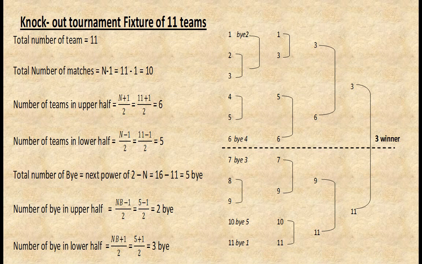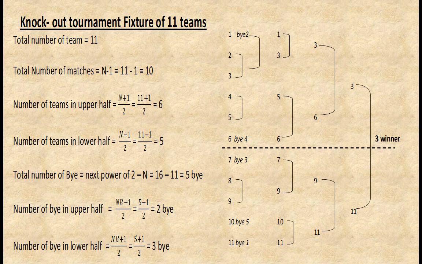Then we will take out the number of teams in upper half and how many teams will be in lower half. We will put formulas. Number of teams in upper half is n plus 1 by 2, that is 11 plus 1 by 2, that is 6. 6 teams will be in upper half. Like that we will take out how many teams will be in lower half. Formula, number of teams in lower half, n minus 1 by 2, that is 11 minus 1 by 2, that is 5. So 6 teams will play in upper half and 5 teams will play in lower half.